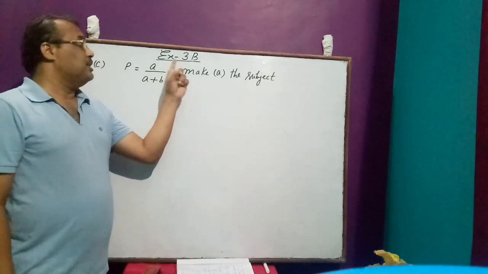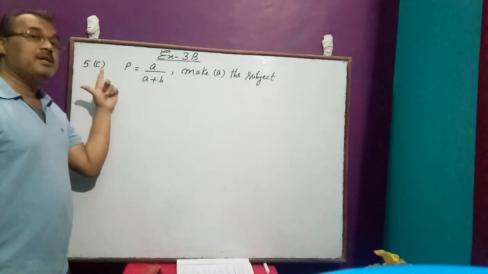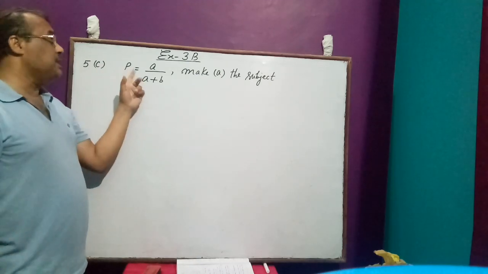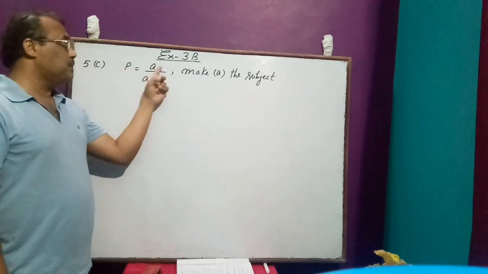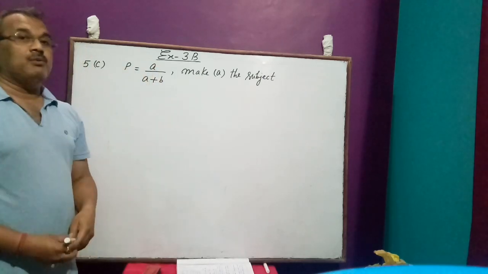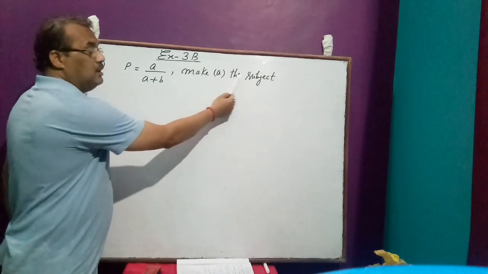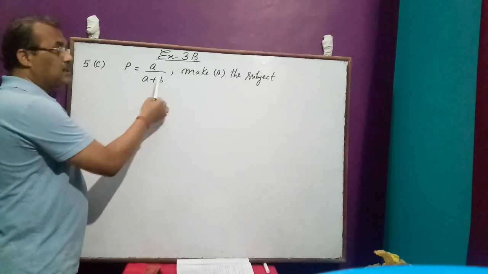Today we have again the same exercise, 3B, and we have question 5C. What is the question? The question is P is equal to A upon A plus B. What we have to do is make A the subject. This A we have to make the subject.